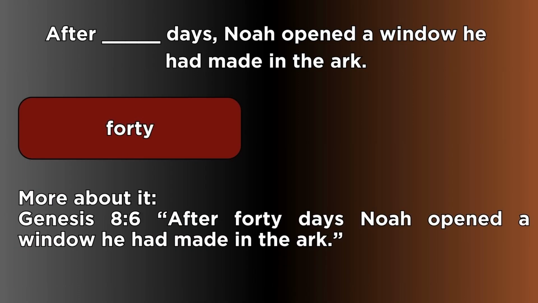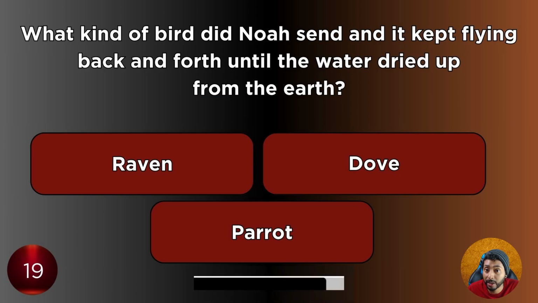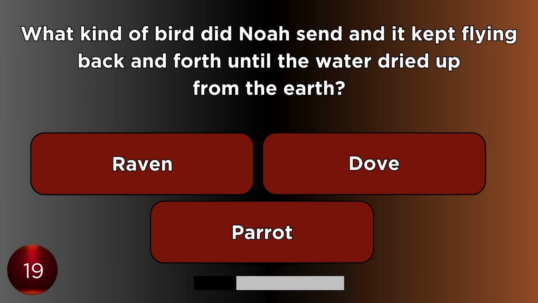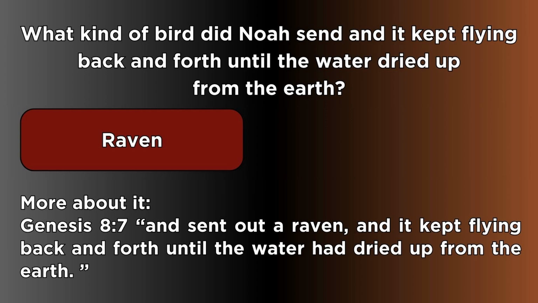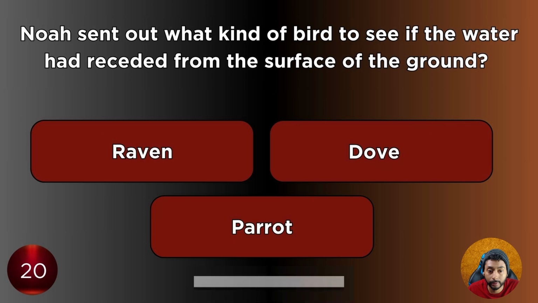40. Genesis 8:6. After 40 days, Noah opened a window he had made in the ark. 19. What kind of bird did Noah send that kept flying back and forth until the water dried up from the earth? Raven, dove, or parrot? Raven. Genesis 8:7. And sent out a raven, and it kept flying back and forth until the water had dried up from the earth.